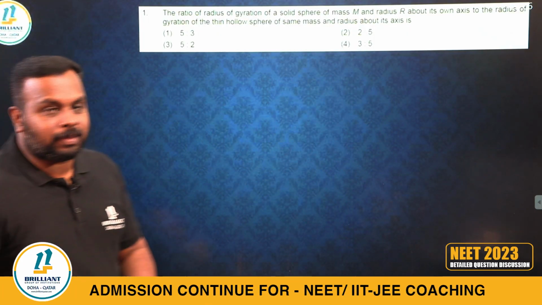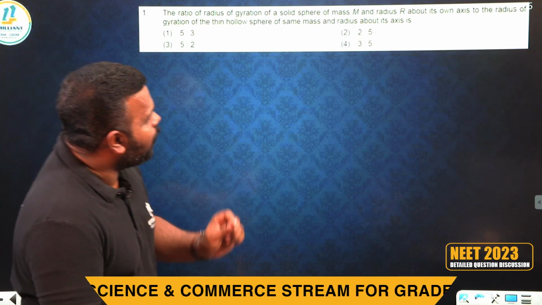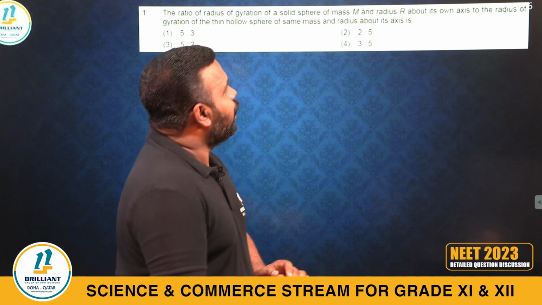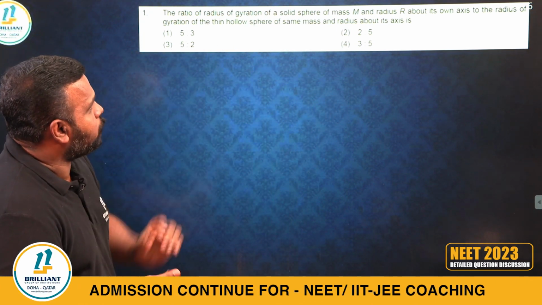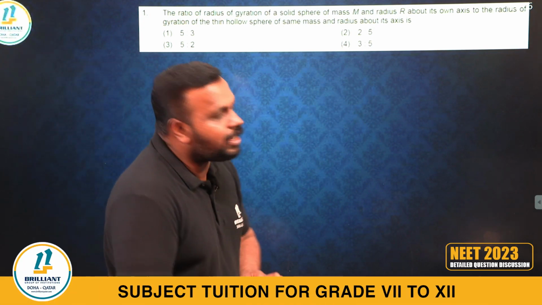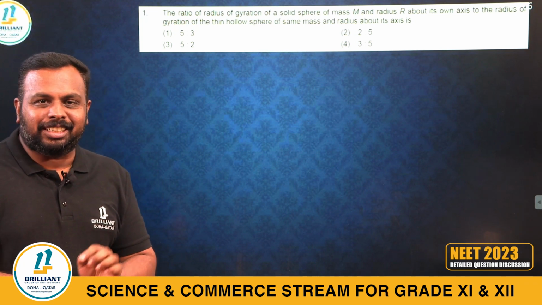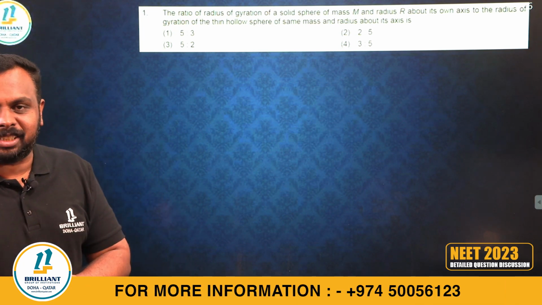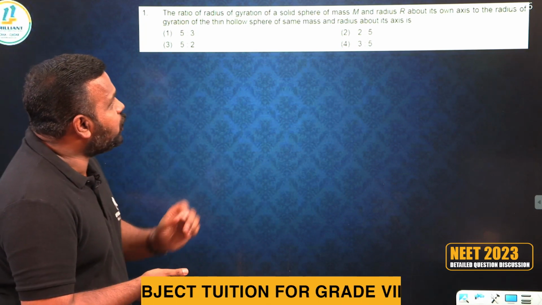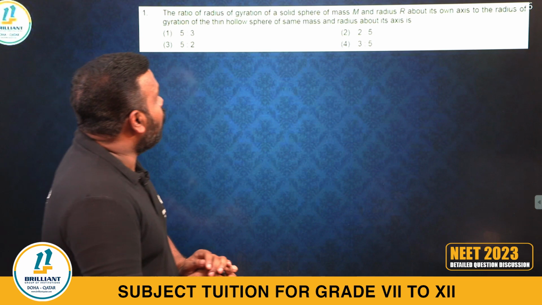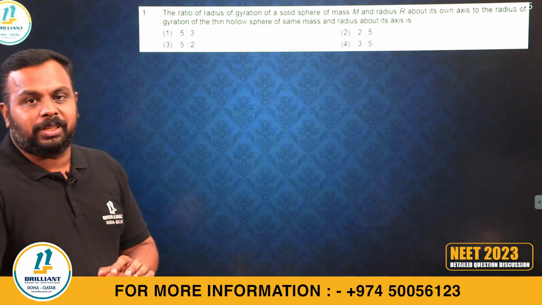Question number 1. The ratio of radius of gyration of a solid sphere of mass m and radius r about its own axis to the radius of gyration of a thin hollow sphere of same mass and radius about its axis is. It is from class 11, system of particles and rotational motion. So it's a question based on rotational motion. They're asking the ratio of radius of gyration of solid sphere to hollow sphere.